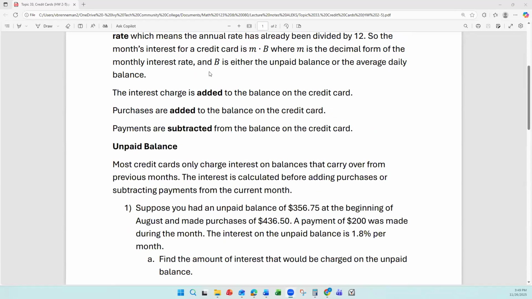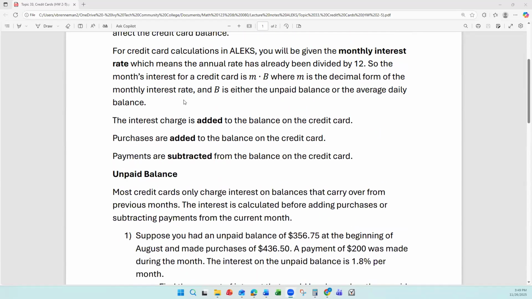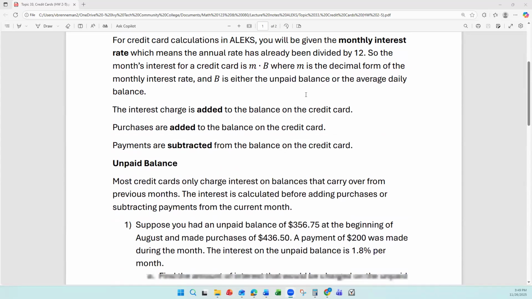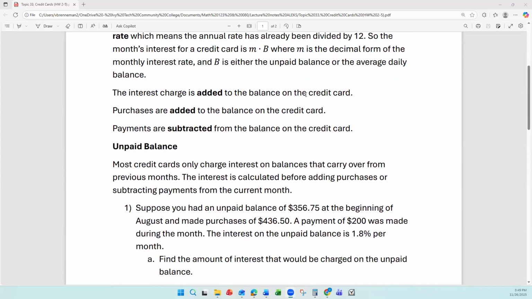So looking at credit card calculations, things to know: they give you the monthly interest rate, so it's already been divided by 12. You're just going to take whatever balance times the monthly interest rate. Interest charges are added to the balance, purchases are added to the balance, and payments are subtracted from the balance. Now that calculation to find the interest charge is where we're going to have a difference.